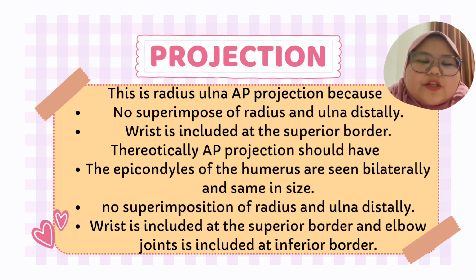But theoretically, AP radius ulna projection should have the epicondyles of the humerus seen bilaterally and same in size. We also must see no superimposition of radius ulna distally, and last but not least, not only the wrist must be included at the superior border, but the elbow joint also must be included at the inferior border.